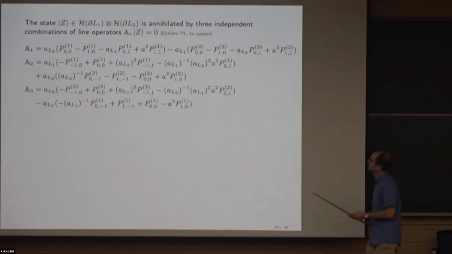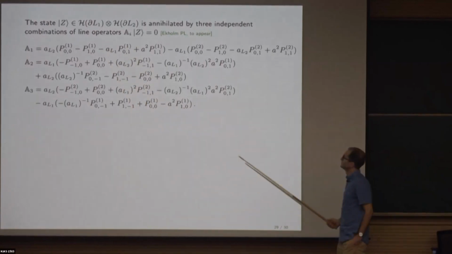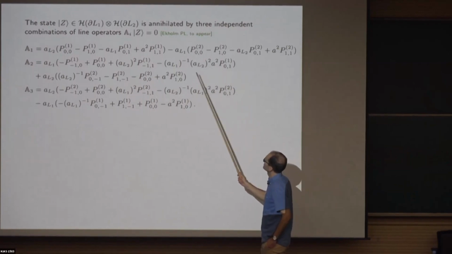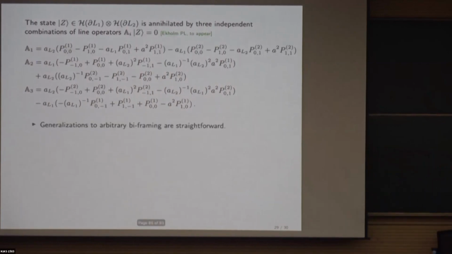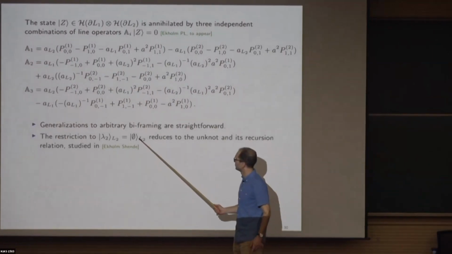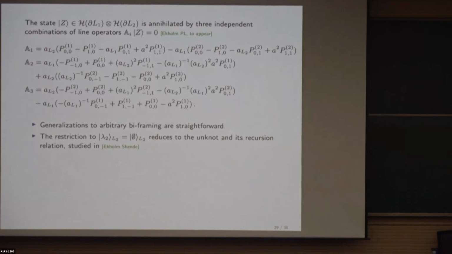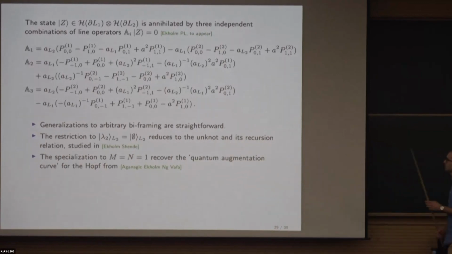What you find is that this partition function should describe a state in the Hilbert space. Now we have two branes, so we actually have the tensor product of two Hilbert spaces for their boundaries. And that state is annihilated by some operators. We give you the operators. They're fairly complicated, but this can be done for any framing, and then you can do some checks. For example, if you throw away one of the branes, then this reduces to the unknot recursion for the other brane. And again, you can specialize to the abelian case, and you recover the quantum augmentation curve for the Hopf link that was worked out some time ago. So in the abelian case, it matches with what we know.